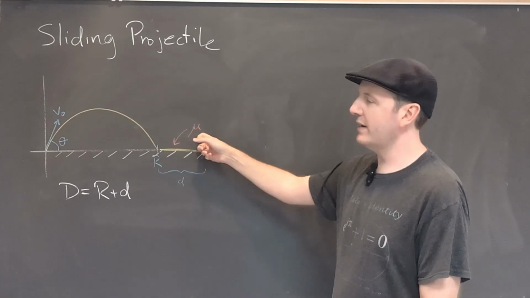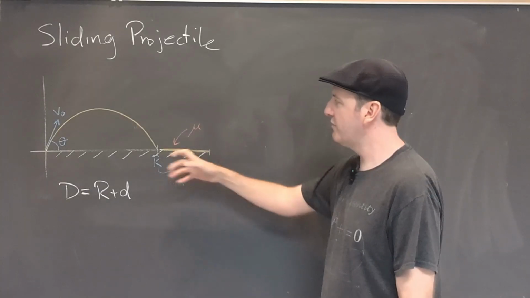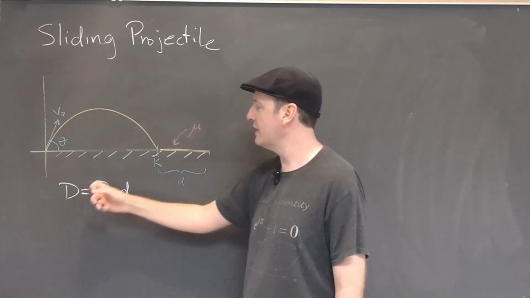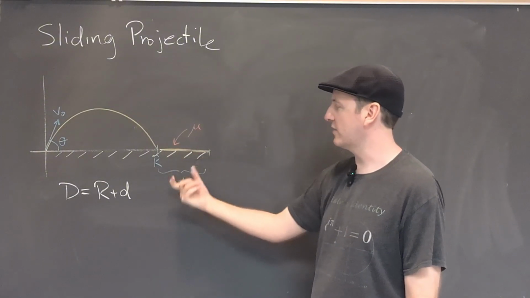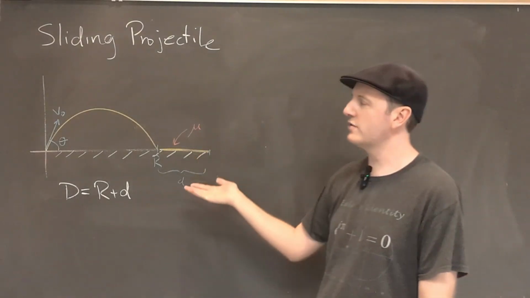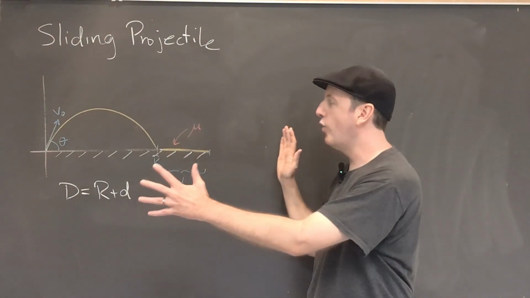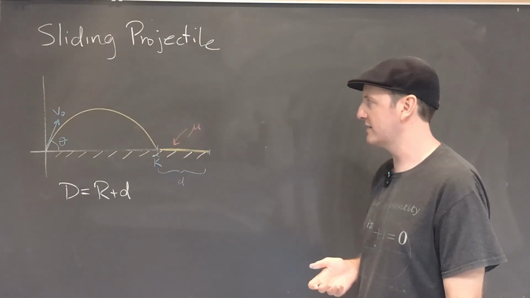There's some friction with the ground, and we'll imagine that it slides along the ground until it comes to rest at some final distance I'll call capital D, which is the range of the projectile motion plus the amount of sliding along the ground, which I'll call lowercase d. And the question we want to answer is, what should our launch angle be to maximize this overall distance that it travels, the range plus this sliding distance?